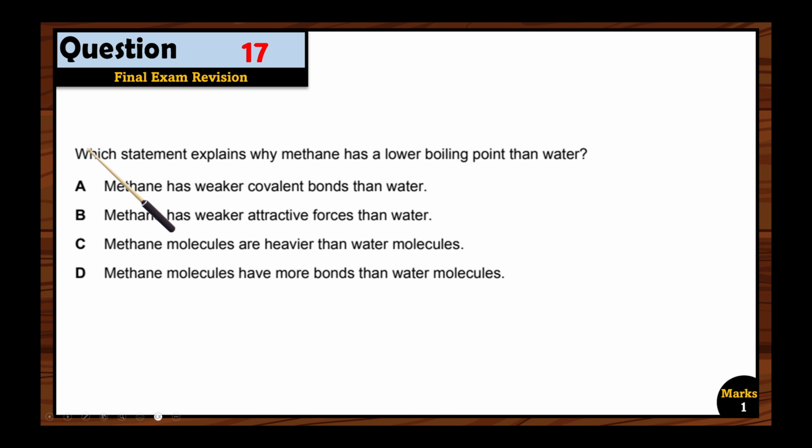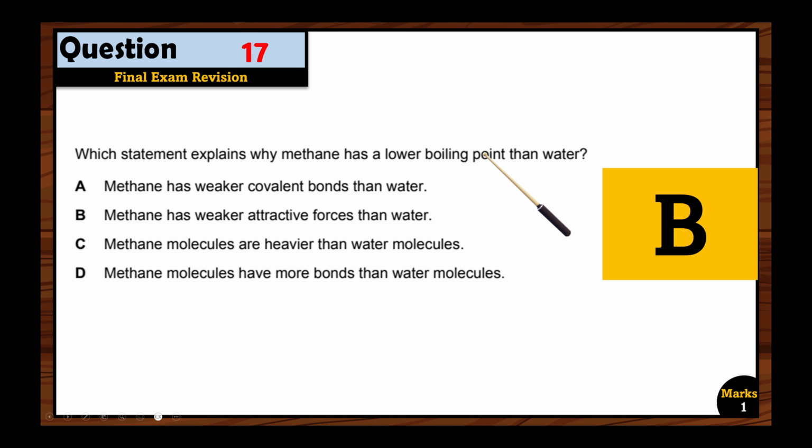So let's see now why methane has a lower boiling point than water. Methane has a weaker covalent bond than water. That's wrong. Covalent bonds, I already told you, they are not weak, okay? Methane has weaker attractive forces than water. Yes, that's right. Weaker attractive forces between the molecules. Attractive forces means the same as intermolecular forces. So that's why methane has weaker attractive forces than water, and this option is right.